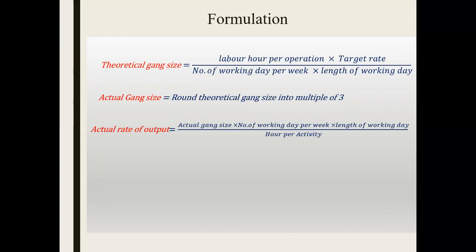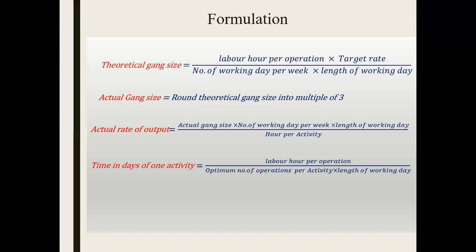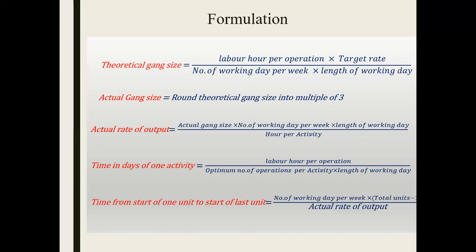Then for the actual rate of output, you multiply the actual gang size by the number of days per week, multiplied by the length of the working day, that is, hours per activity. Then the time in days of one activity is the labor hour per operation, the optimum number of operations per activity, and the length of the working day. Time from start of one unit to last unit is the number of working days per week multiplied by total units divided by actual rate of output.